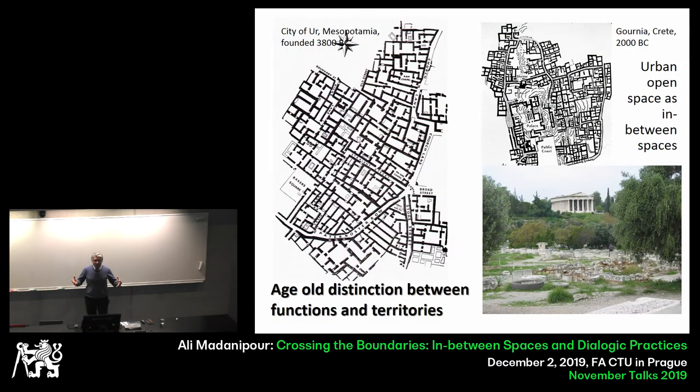Now, in a city, these boundaries make distinctions, and these are pictures of very old cities that I want to show you, that this idea of making distinctions, boundaries that separate functions, goes back thousands of years. This is Mesopotamia 5,000 or 6,000 years ago, and the other one 4,000 years ago in Crete, and this is the famous Agora. These are different places that are separated from each other. So you see this functional distinction between different places, defined by boundaries, is in the nature of the city. In the city of Ur, you see lots of boundaries separating functions, places, territories from each other.